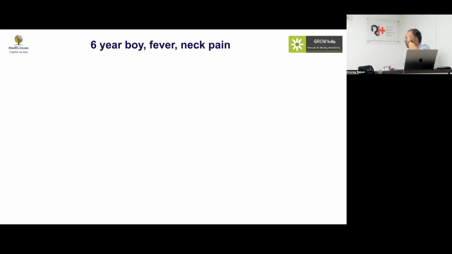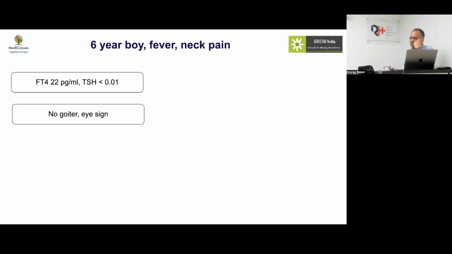So, a 6-year-old boy with fever and neck pain, FT4 is high, TSH is low, there is no goiter or eye sign, and the pain is excruciatingly significant. What are you thinking of?